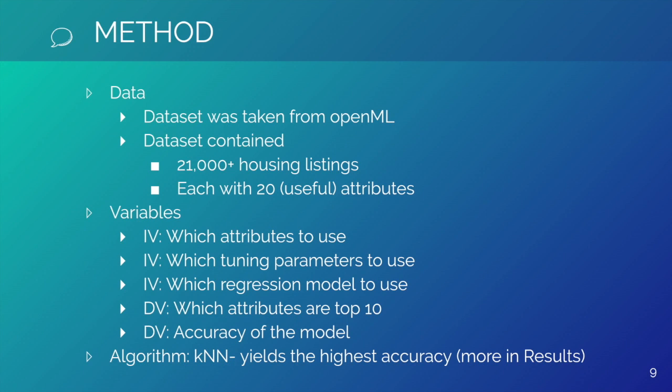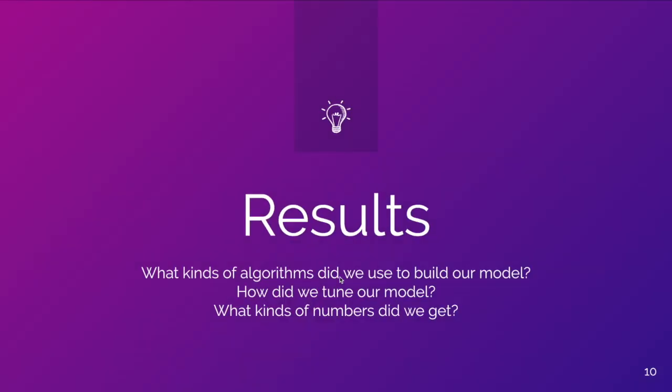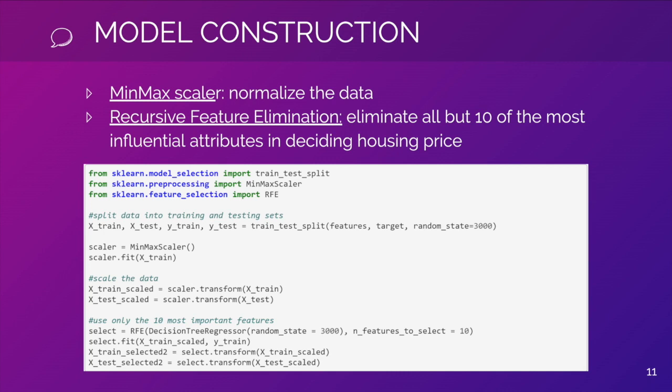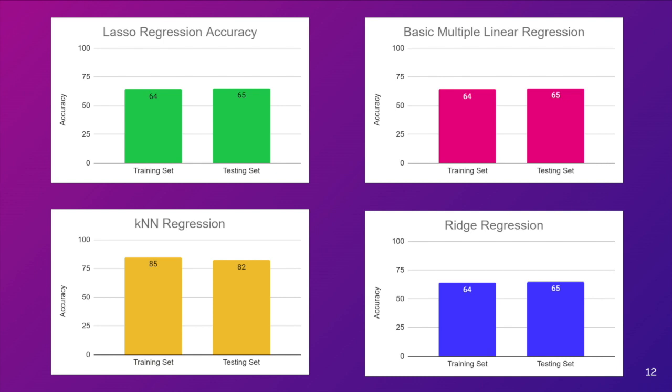For the algorithms, we use KNN to find the highest accuracy. We're going to talk about what kind of algorithm we use to build our models, how we tune our models, and what kind of numbers we get. To tune the model, we use the min-max scaler to normalize the data, and then for feature selection, we use RFE to eliminate some features that we don't want and choose 10 of the most influential attributes in deciding housing price.